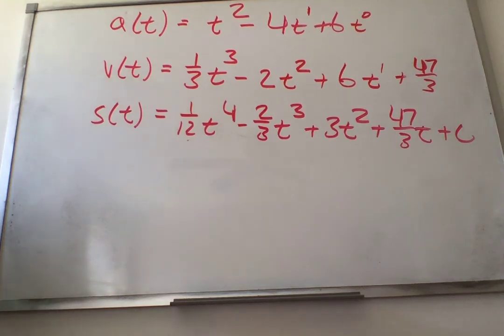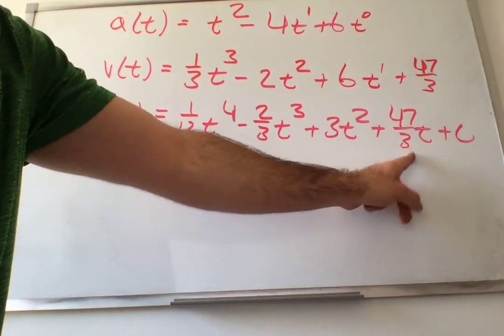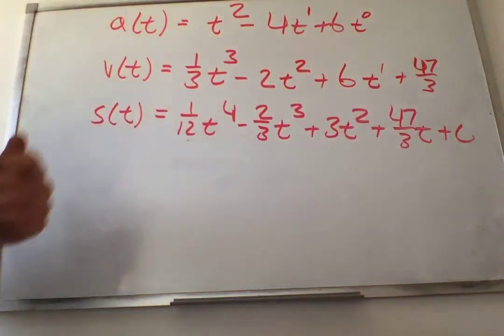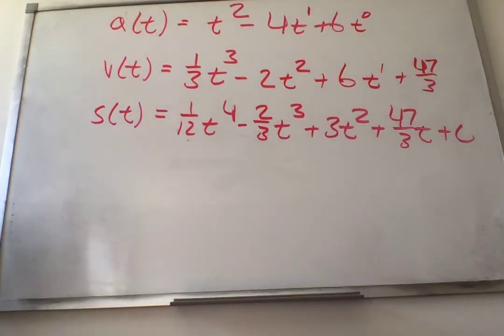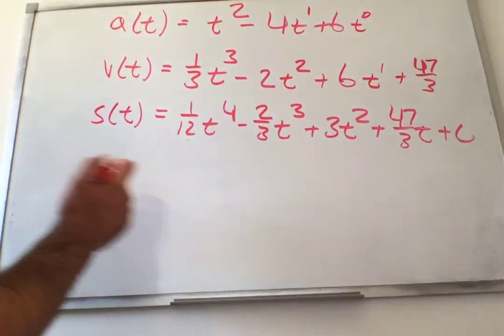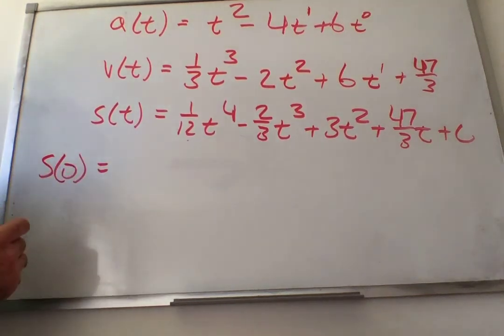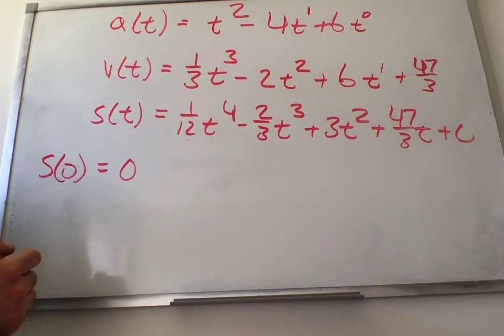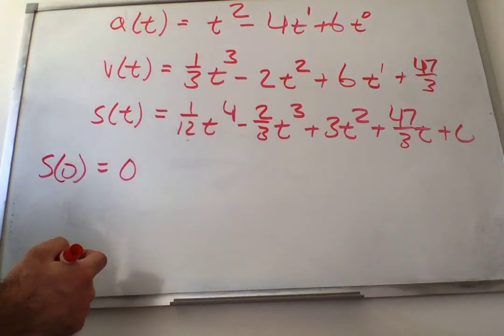velocity. Now, if I have this piece wrong, the only part that's going to be wrong is this piece. Okay? But the constant still will come out to be the same, even if this piece is wrong. Why? Because s of 0, the other initial condition, is equal to 0. That means plug in 0 everywhere and set the equation equal to 0.